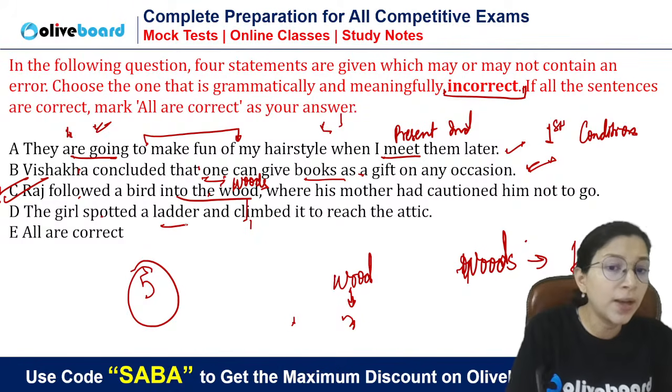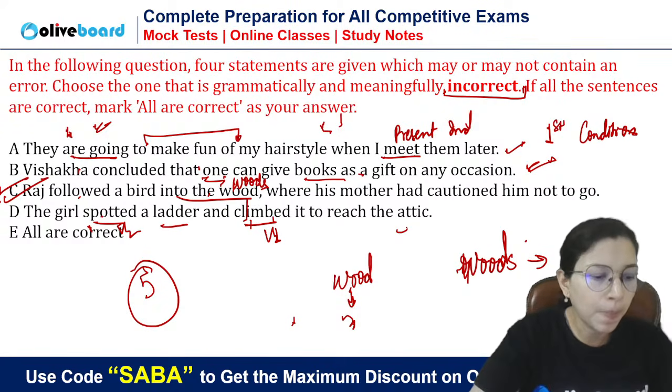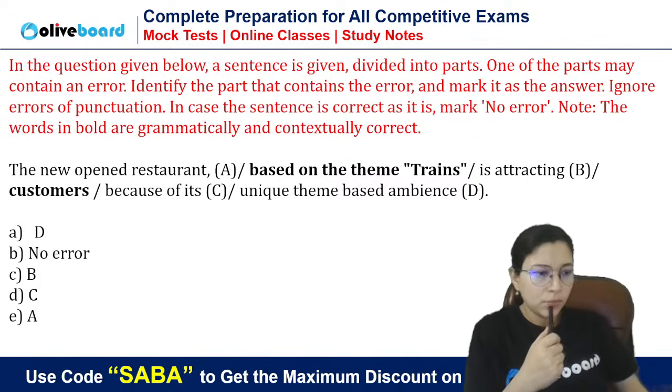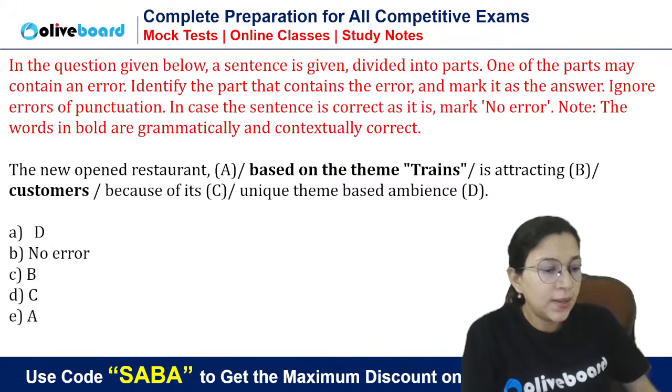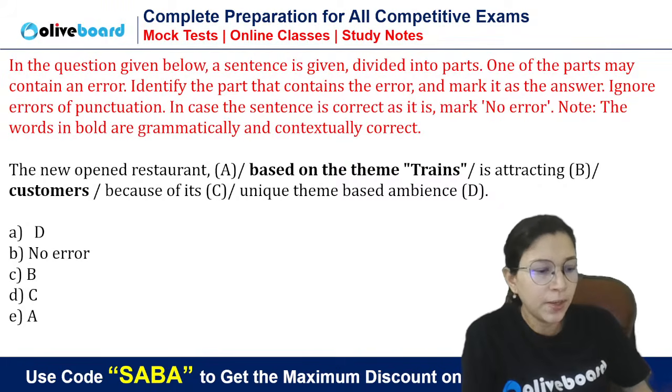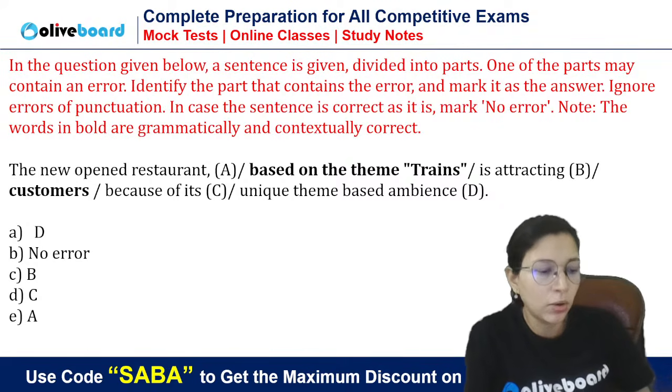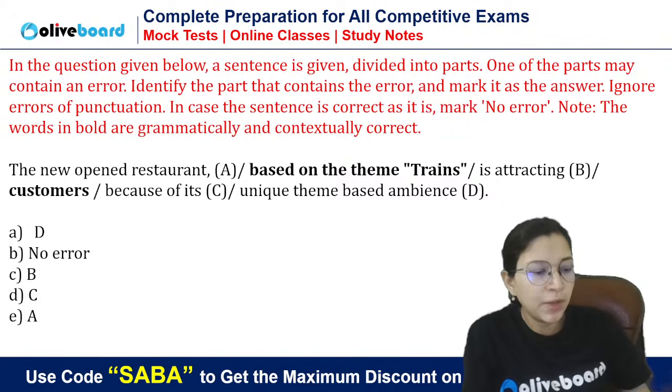The girl spotted a ladder and climbed it to reach the attic. V2 form, V2 form. Attic basically we call roof, terrace. Next. Now this is easy. Quickly increase your speed. Rains is verb. Otherwise, rain can be plural also. Rains basically we use as a verb. Okay. It rains heavily.